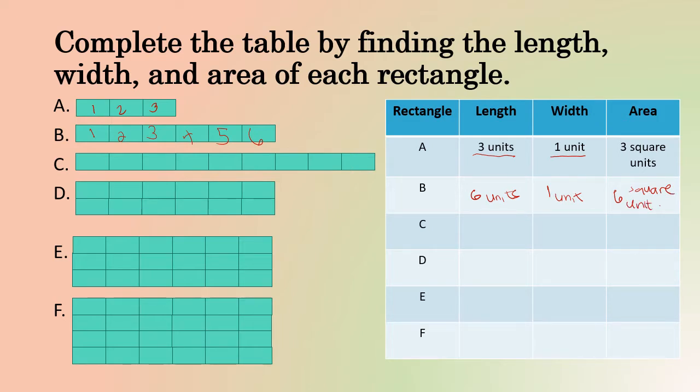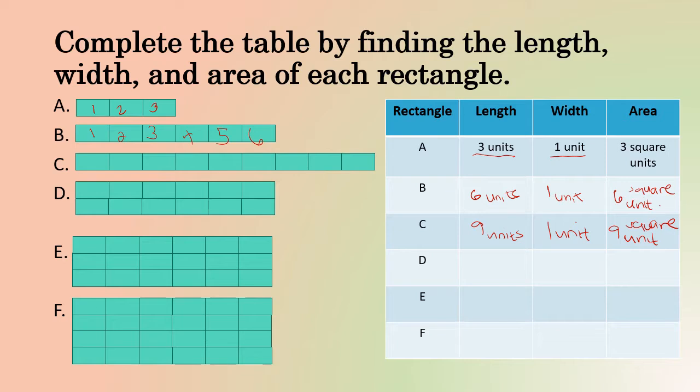Okay, how about letter C? What is the length? Bilangin na lang natin. Huwag na nating para tayong kinder nun. 1, 2, 3, 4, 5, 6, 7, 8, 9. So, 9 units. How about the width? We have 1 unit. So, the final answer for the area is 9 times 1. That is 9 square unit.